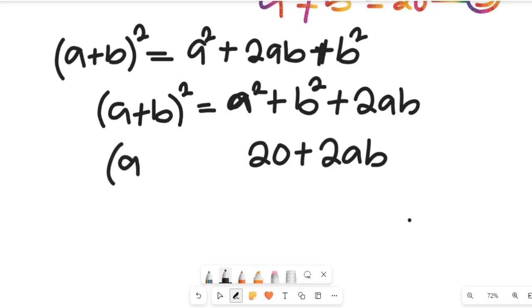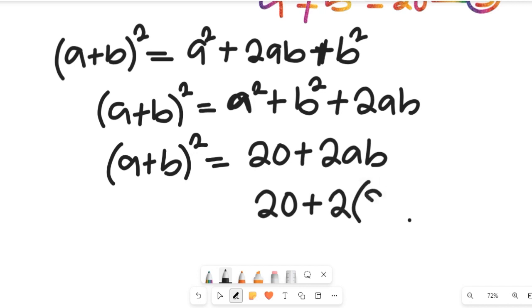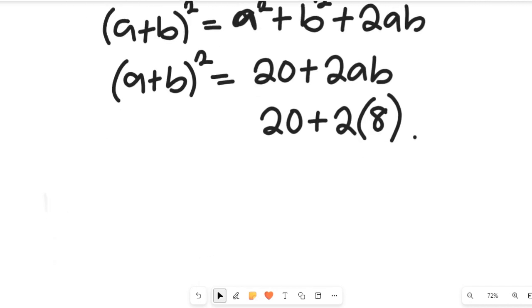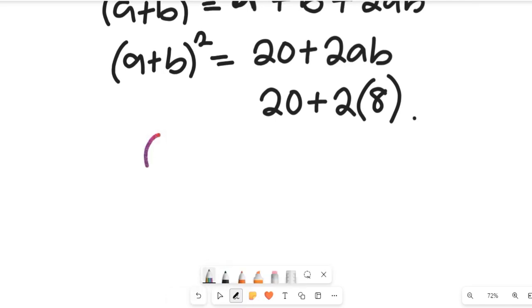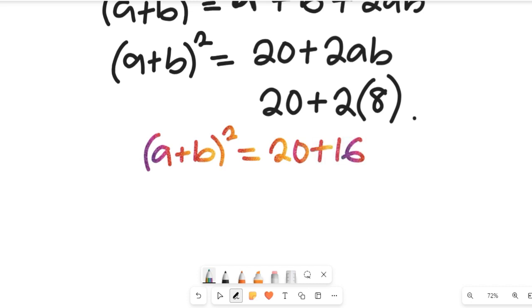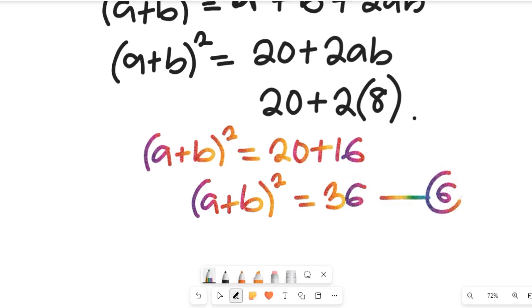So a plus b squared is equal to 20 plus 2 multiplied by ab, which is 8. So that expression, a plus b squared, can be equal to 20 plus 16. And so a plus b squared can be equal to 36. And this will give us equation 6.